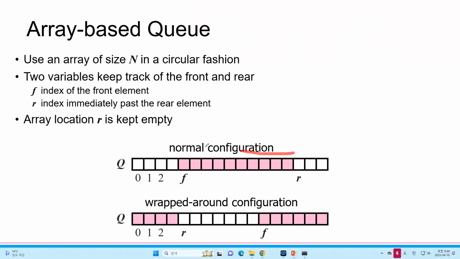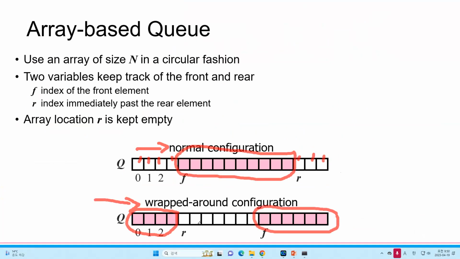So the pink color is the element that exists in the array. We call this the normal configuration, because you can look at it the normal way. The white color is empty. But we can also have the wrap around configuration. It means some elements here are not empty, some elements here are not empty, and these elements are empty. So we call this the front and this is the R.